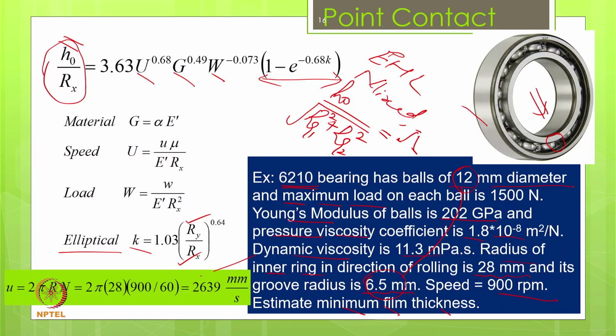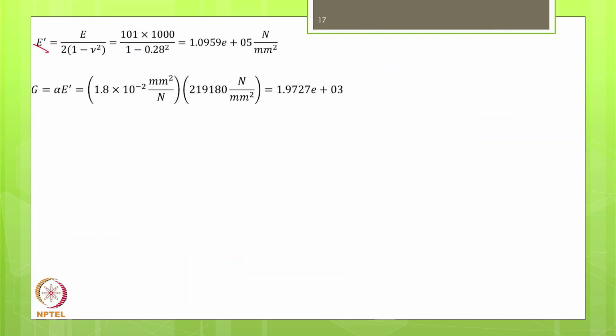So using this we can first calculate the velocity. U has been calculated as something like 2.639 meter per second or 2639 mm per second. That's the first calculation. Then if we calculate the effective Young's modulus, it turned out to be something like, of course in this case instead of meters we are using mm, because it is easier to calculate everything in mm. That's why it is coming to 1.0959 e to the power 5, or 10 raised to 5 Newton per mm square. Now based on that we can calculate the material parameter or G parameter.